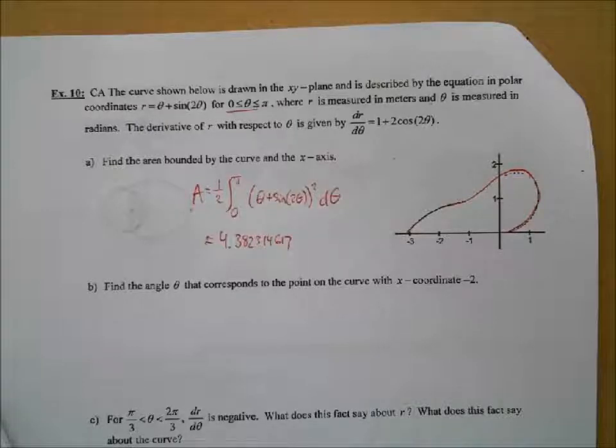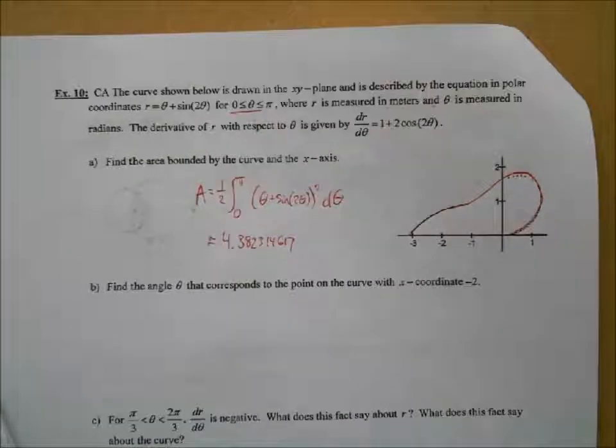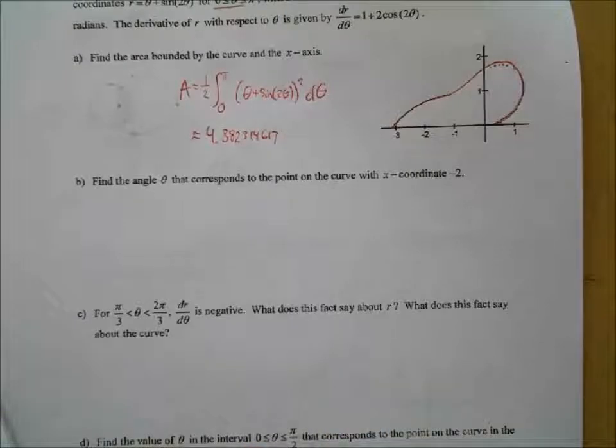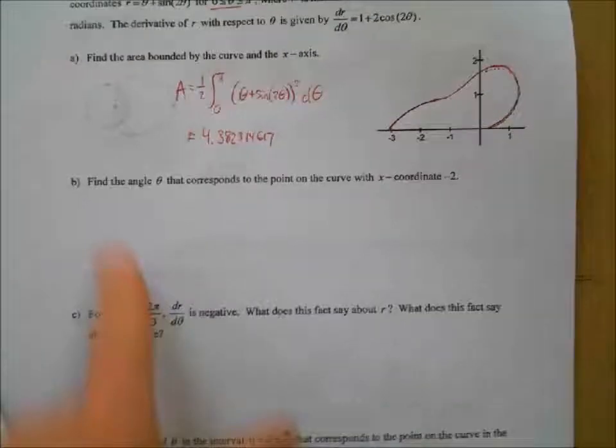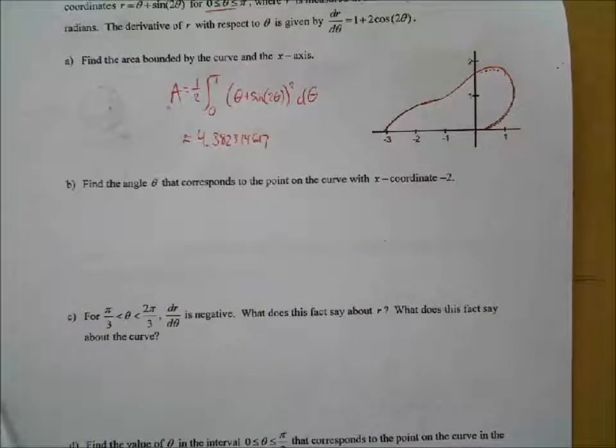All right, so we got letter A. Maybe yes, we're good. Moving on. Okay, any questions on letter A? All right, maybe you moved on to letter B, hopefully. Okay, so letter B here: find the angle theta that corresponds to the point of the curve with x-coordinate -2.